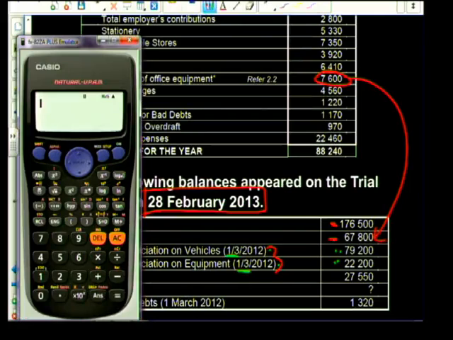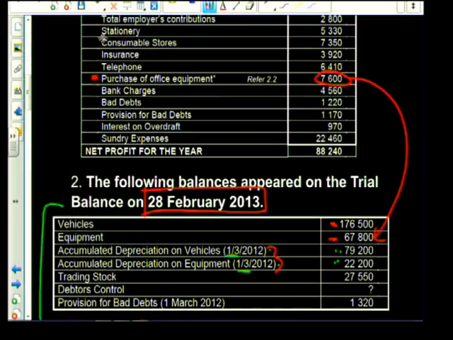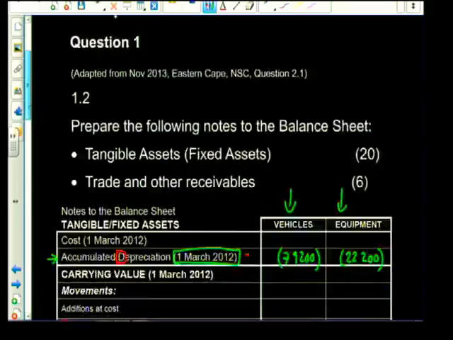So if we want to calculate our balance on equipment at the beginning of the year, we're going to take the figure of 67,800, which we have in our trial balance, but we're going to subtract the 7,600, because that 7,600 should not have been included in our opening balance because we only purchased that office equipment during the year. So in fact, we only have 60,200 rands worth of equipment at the beginning of the year. So I'm going to fill that in as my opening balance for equipment.